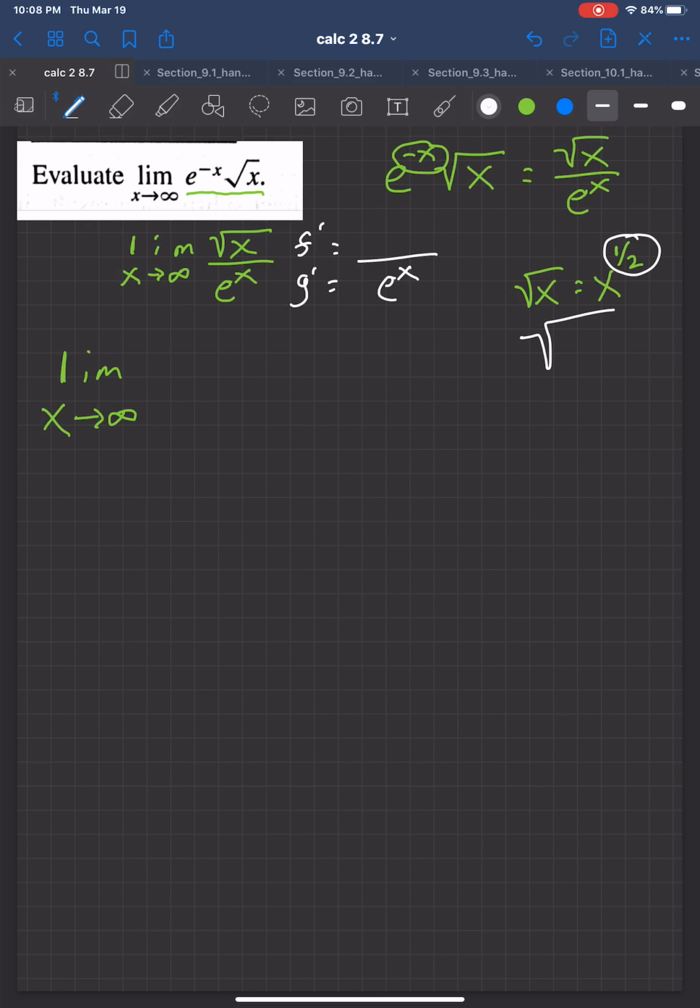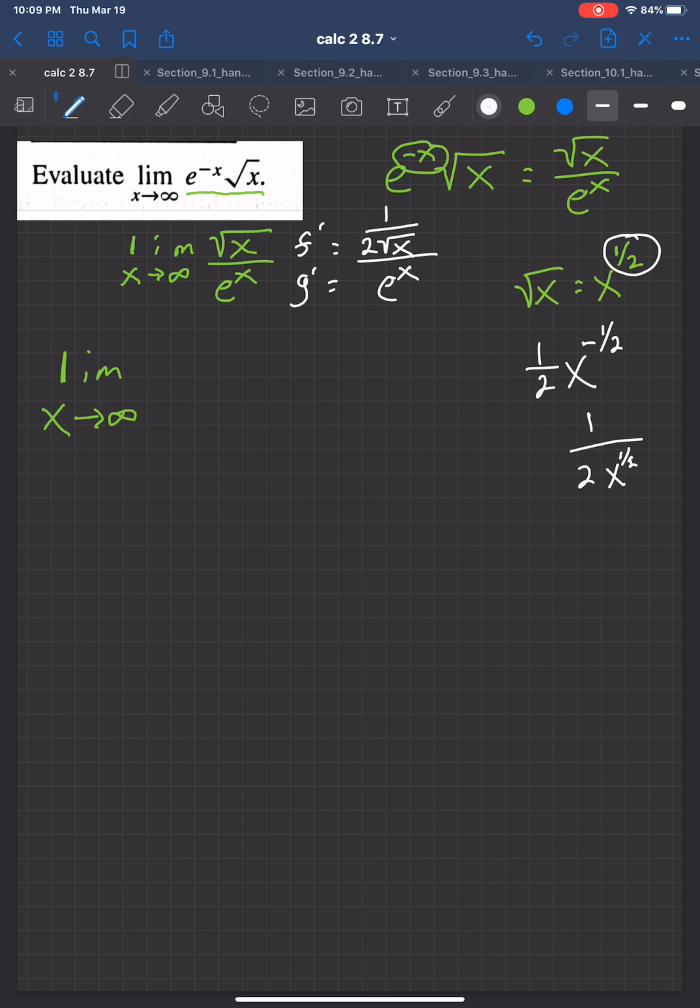So taking the derivative, this would be 1/2 x to the negative 1/2, right? Which we can rewrite as 1 over 2 square roots of x. So that's 1 over 2 x to the positive 1/2, and we'll go back and rewrite it using the square root symbol.